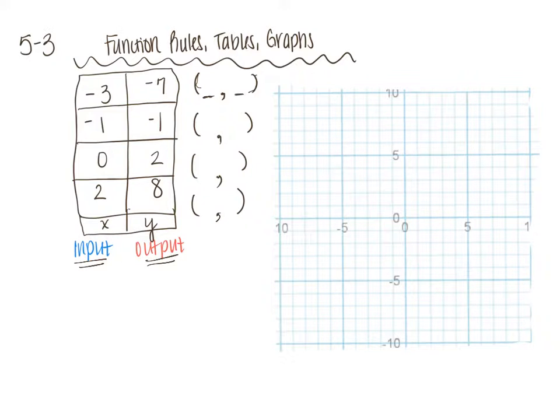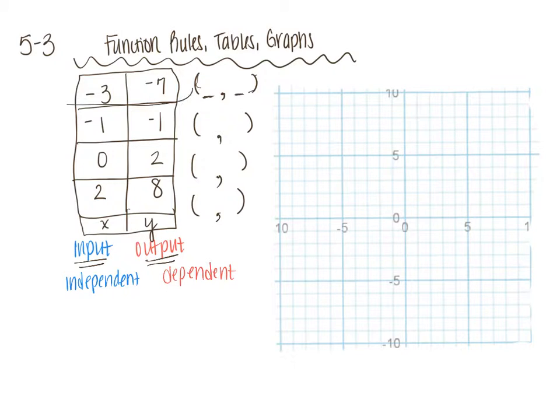I can think of x as an input variable and y as my output. I can also use the term independent variable because I can choose whatever x value I'm going to put into a function, and that's going to determine what my y value is. So my y is my dependent variable because whatever y equals depends on x.